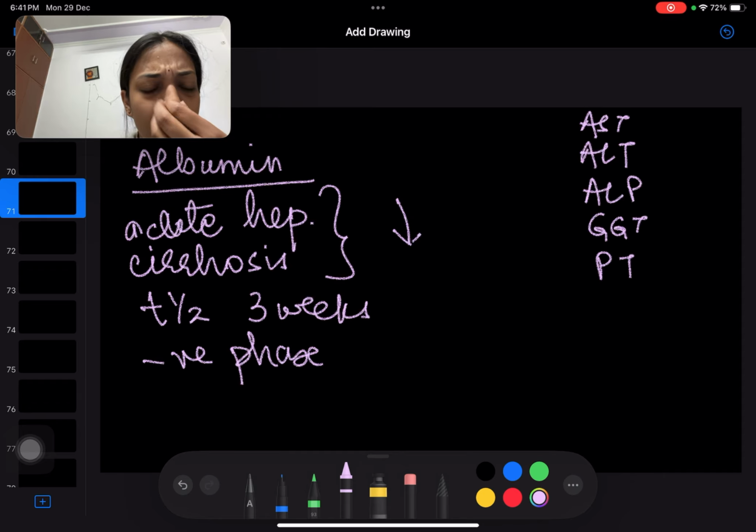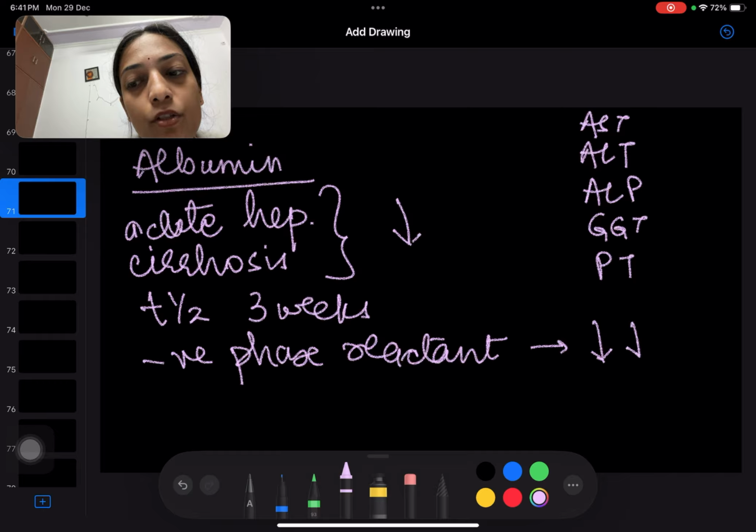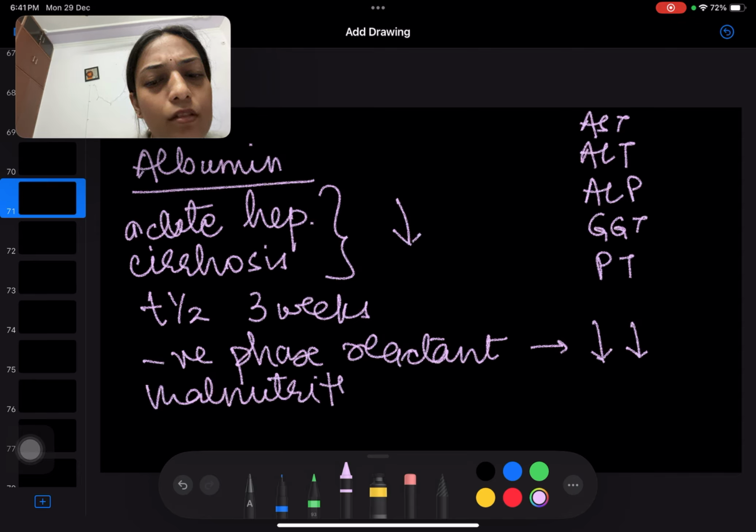Acute phase reactants, you know, are the mediators which increase or decrease in inflammation. So it is a negative phase reactant, which means whenever there is inflammation in the body, levels of albumin are going to decrease, right? Then in malnutrition also it is going to be low. Obviously, we've read this in MBBS also. It does not correlate with the degree of hepatic disease.